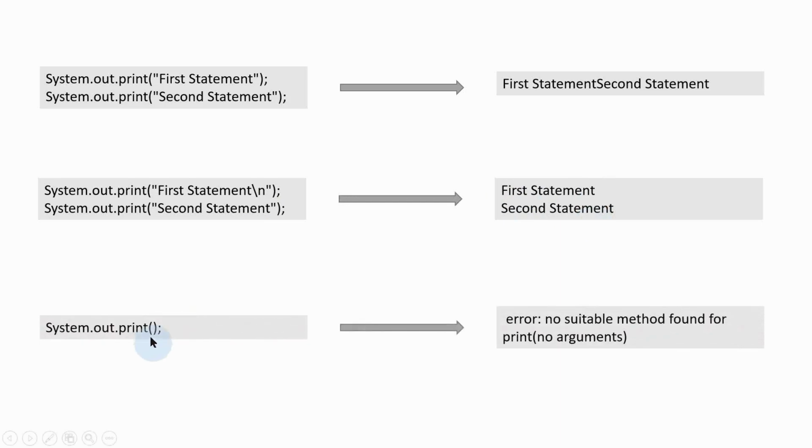Then if I use a print statement without having any input argument, then automatically it will generate an error. See, you got an error: no suitable method found for print with no arguments. So that is with the print method.